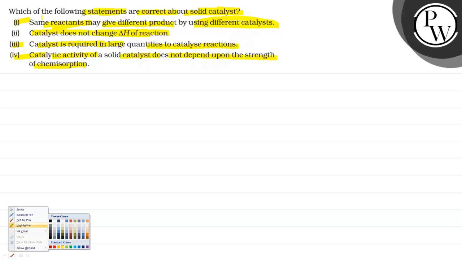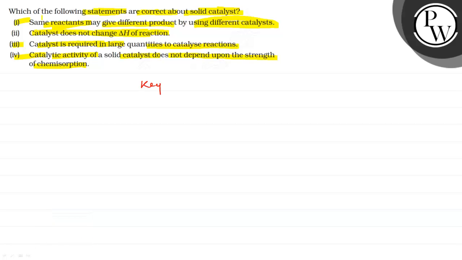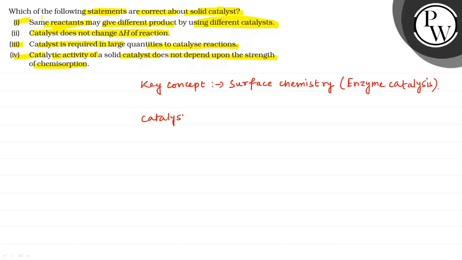So the key concept mainly comes from surface chemistry, enzyme catalysis. When reactants attach to the solid catalyst, a specific catalyst is used for a specific reaction. So catalysts are very selective.